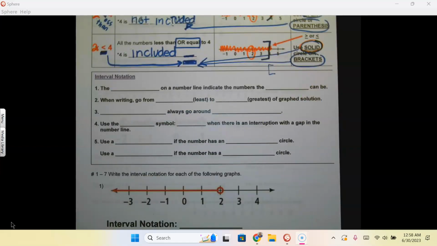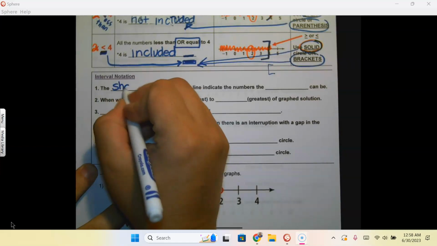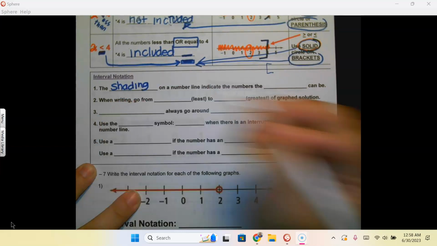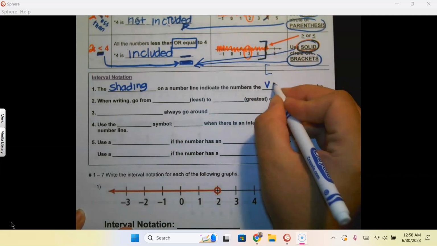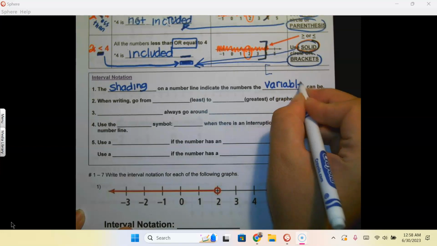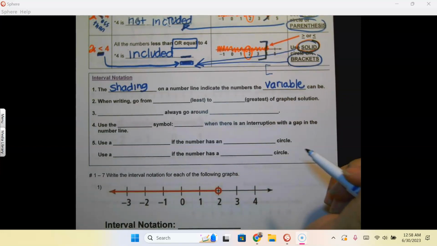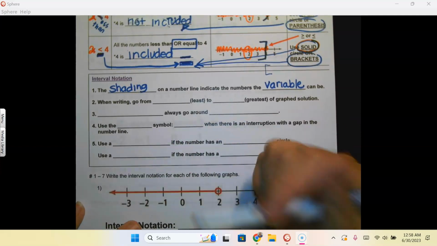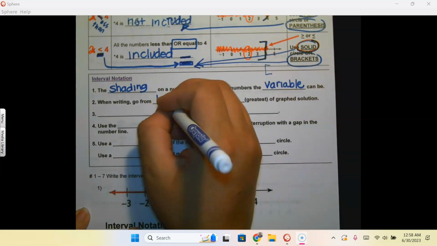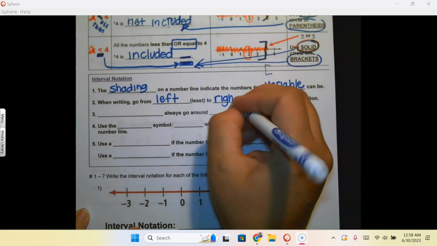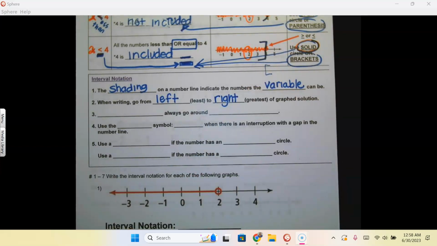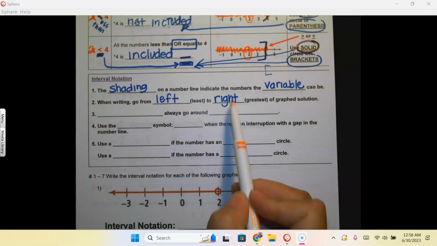Okay, so next let's go ahead and talk about interval notation. We discussed that the shading on a number line indicates the numbers the variable can be. So when we're writing our solution in interval notation, we always go from the left side, the negative side, to the right side. We always read graphs, whether it's a number line or on the coordinate plane, from least to greatest. So from the left side to the right side.